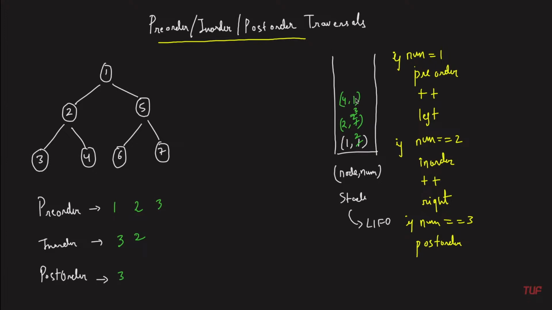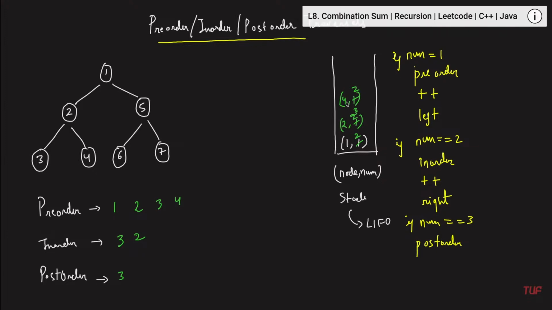Again, you'll come across, it's a 1. Whenever it's a 1, it goes into the pre-order. So 4 will go into the pre-order. Perfect. After that, plus plus. After that, does 4 have a left? No, nothing done. Again comes back, 4 is having 2.